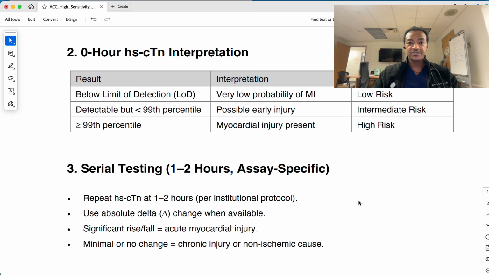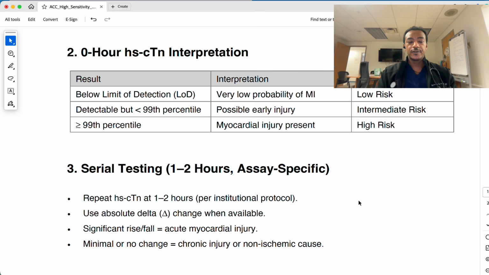We all know that high sensitivity troponins are very sensitive. They detect even the smallest amounts of troponin elevation in the blood compared to the older regular sensitivity troponins. And the change in troponin levels occurs much faster with high sensitivity troponins. So previously with the regular sensitivity troponin, we followed the troponin every 3 hours minimum, up to 6 hours maximum, to see the change. But with high sensitivity troponin, you can do that within 1 hour or 2 hours after the first test.